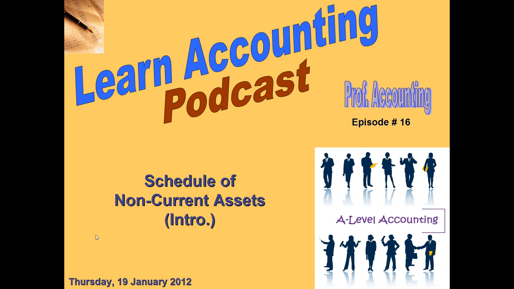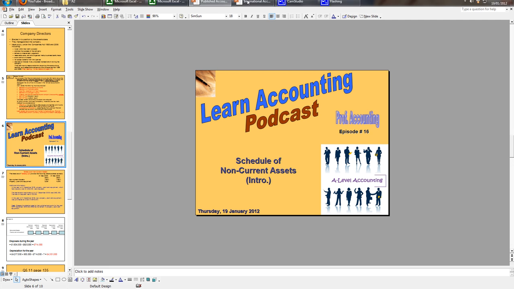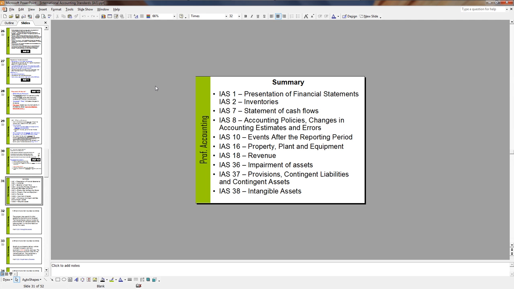Let's start with an overview of the accounting standards which typically are applied in a question such as this. You are preparing a note to the financial statements, so that would involve you considering IAS 1. You are involving PPE, which is property, plant and equipment, so that's IAS 16 working there.